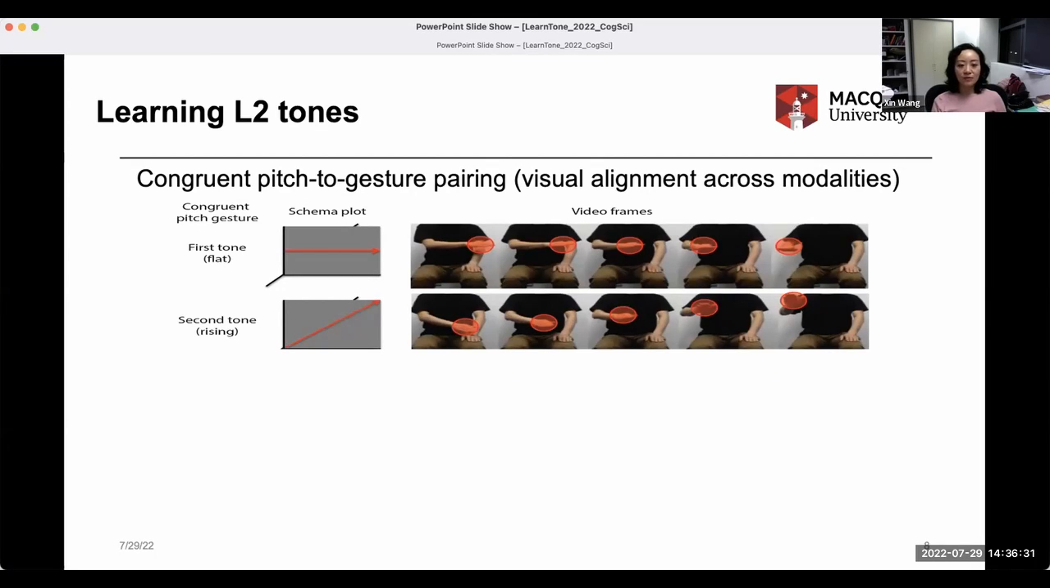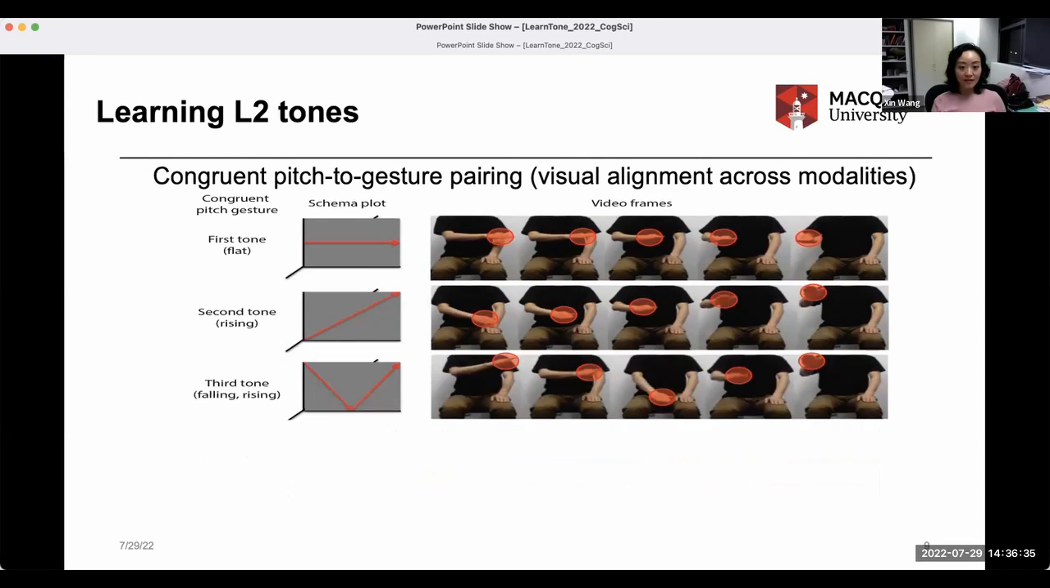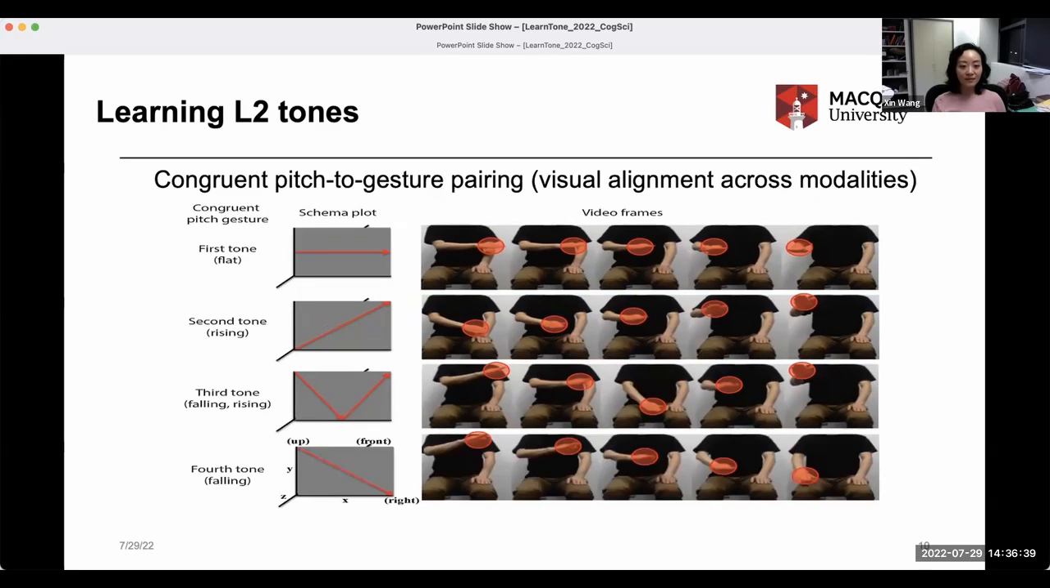For tone 2, the visual cues show the gesture moving from left to right and upward. And tone 3 is downward and upward and also from left to right. So two-dimensional, right? And the fourth tone would be the downward hand gesture, left to right. So this is the pitch-to-gesture pairing, congruent condition.